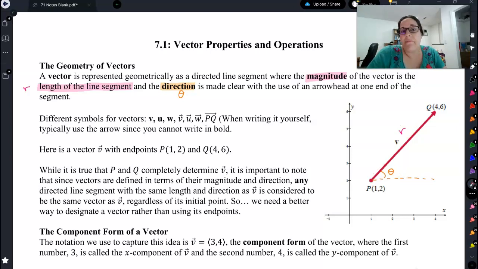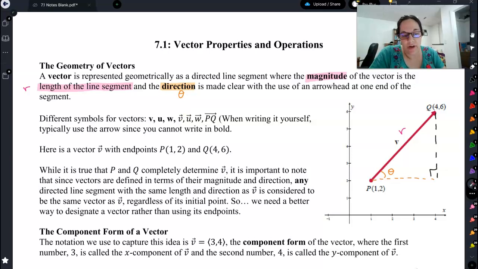So notice, none of this is new stuff. This is still a right triangle. I can make a right triangle out of this vector. I'm still talking about the length or the radius, and I'm still talking about the angle or the direction. We're just now calling this a vector. Now, there's a lot of different ways you can write vectors. You can write them with bold letters, with this arrow on top. Usually we write it with an arrow on top because you can't really write in bold.